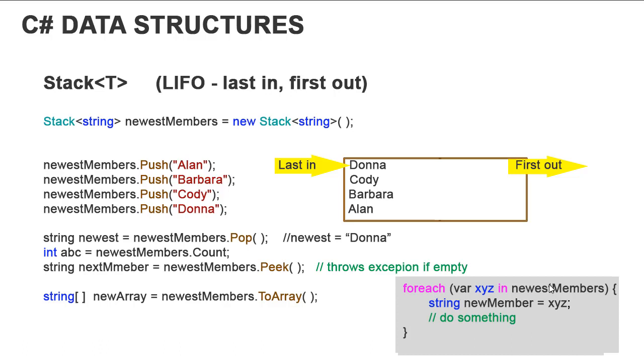We can iterate through the stack just like we did with the queue, and do something with the value, in this case x, y, z, inside of that loop.